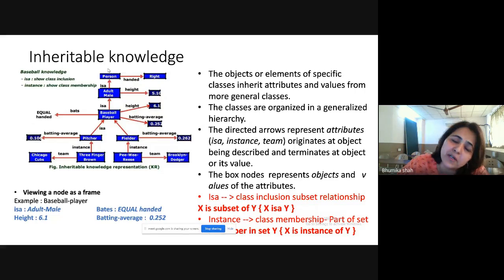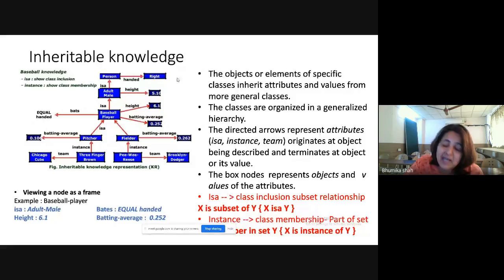So once again, what do you have to do? Adult male is a person. Travel the hierarchy and reach person. Now check, do you have the handed attribute available? Yes. What is the value? Right. So return that value. Value of the handed attribute for which object? PV Rees. So the question was, what is the handed attribute value for PV Rees? You traveled from PV Rees to fielder, fielder to baseball player, to adult male, to person, and at person you got the value of handed as right.